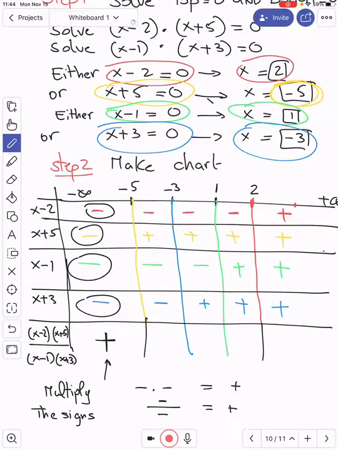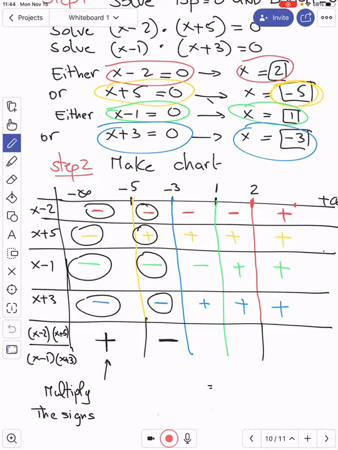Right, we have 4 negative signs, so that will be positive. Next column, as you can see, let's see. If you multiply negative by positive, that's negative, times another negative, that will be positive, times another negative, that will be negative.